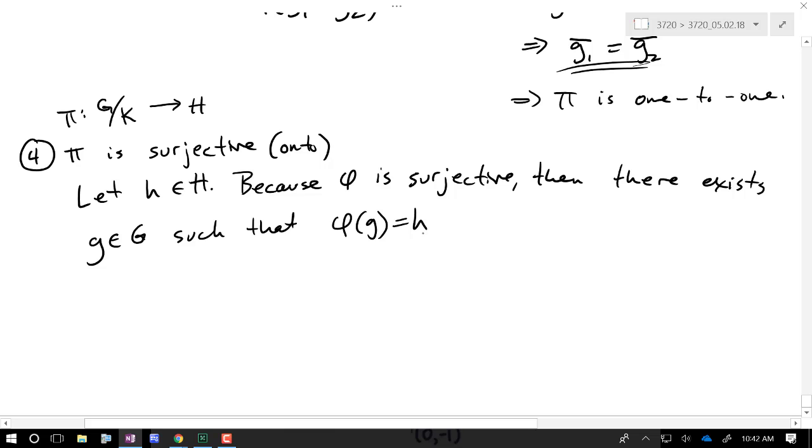Now we're ready to pull in the pi function, because phi of g is precisely how we define pi of the g coset, pi of g bar. This proof is very short. We grabbed an element of H. Look, here's a coset that maps to it under the pi homomorphism. So pi is surjective. How awesome is that?